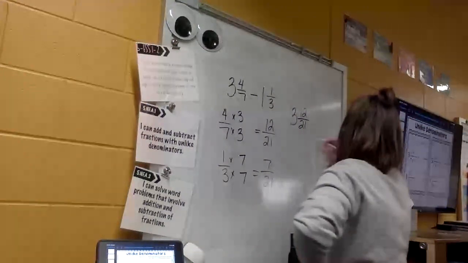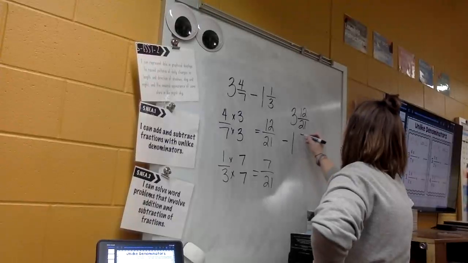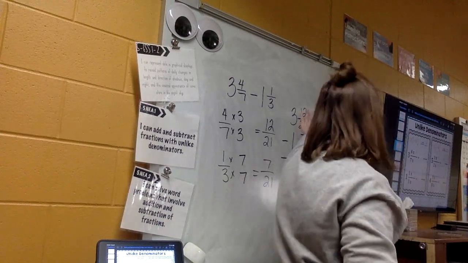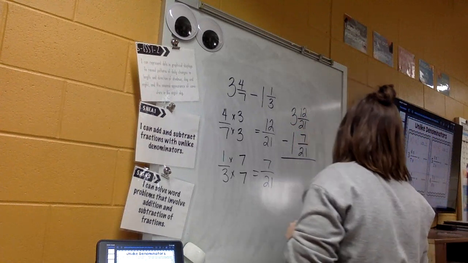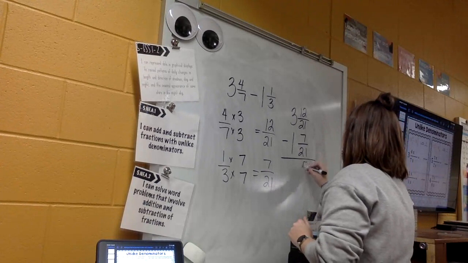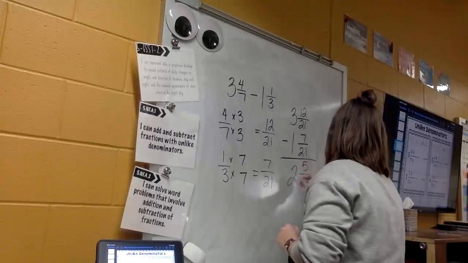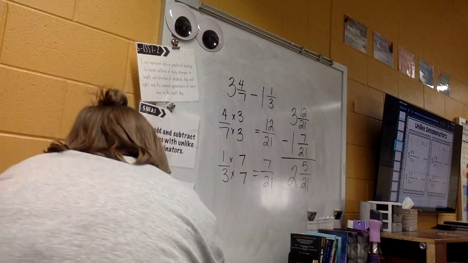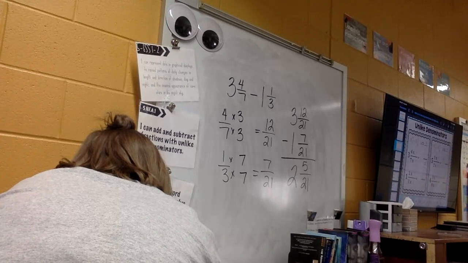So now I have 3 12/21. I'm going to say 21s because I don't like saying 21sts. Minus 1 7/21. So in this case, we're going to start with our fraction. 12 minus 7 will give me what? 5. And then I do my whole number. 3 minus 1 gives me 2. Let me leave these in here so you guys have those.